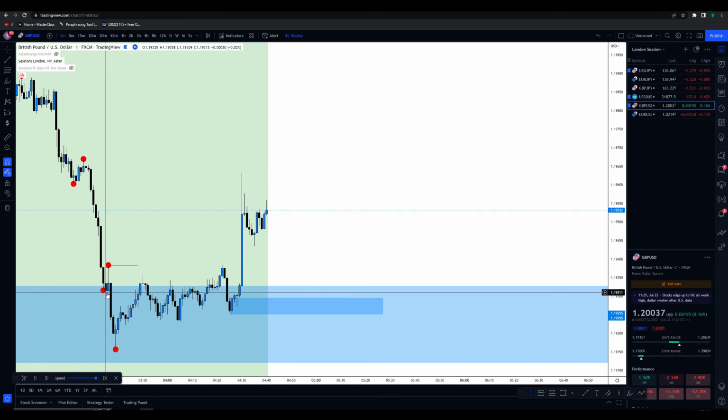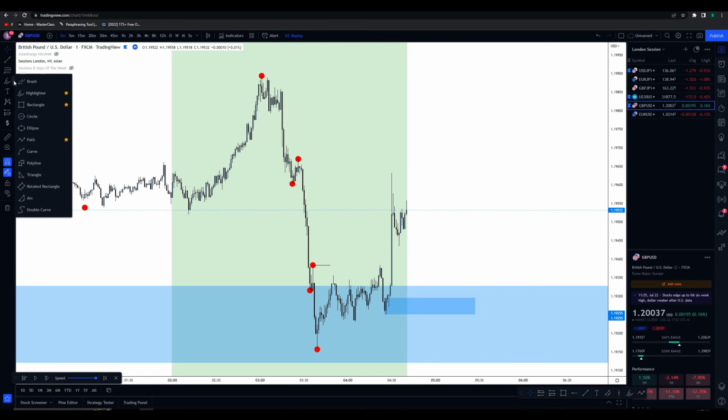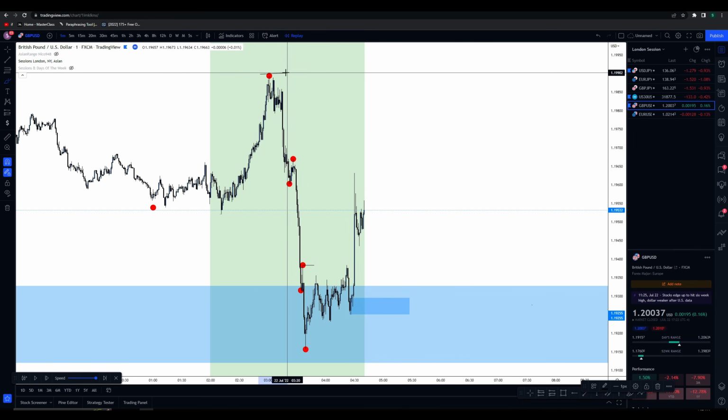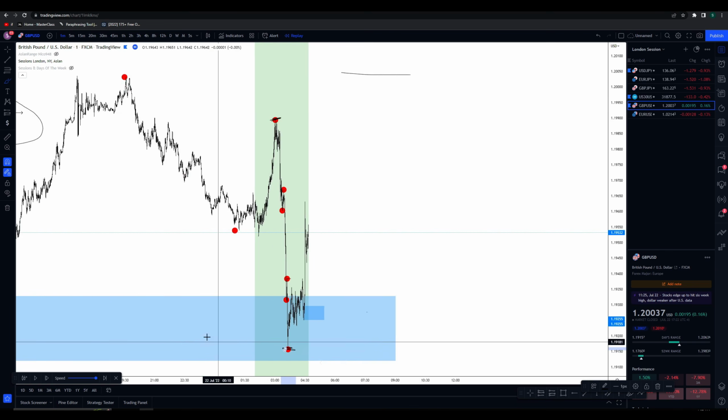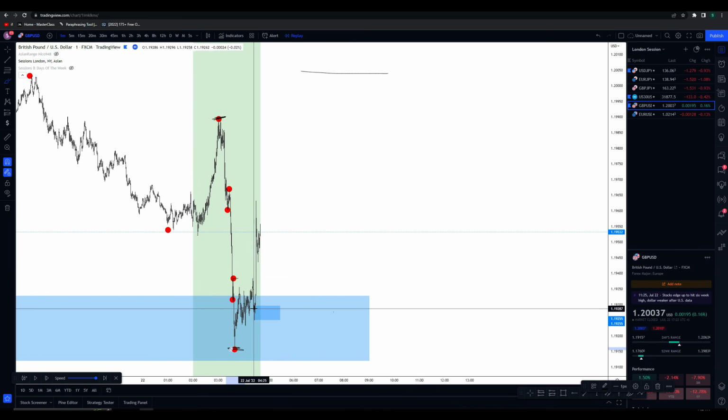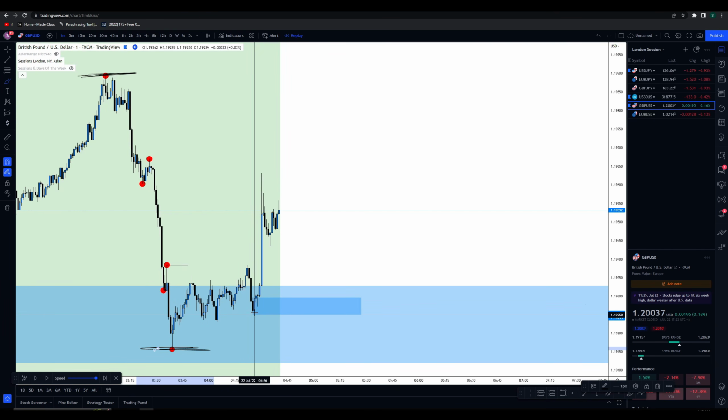Why? Number one, look at London session. London session was extremely bearish from this point on to this point, extremely bearish. If structure shifted after we entered my higher time frame point of interest, what does that lead you to believe? Well, there's only one conclusion, and that conclusion is that our demand zone was correct. And that's the first thing.